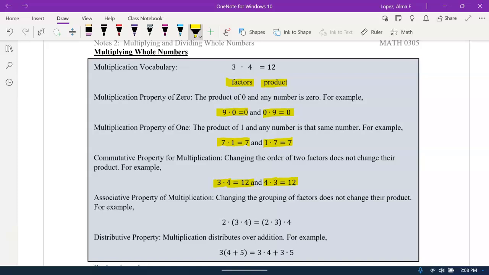Now, associative property for multiplication, changing the way that they're grouped does not change their product. For instance, if you multiply the 3 and the 4 together first, that is 12. And 2 times 12 is 24. When you multiply 2 times 3 together, you get 6, and 6 times 4 is 24.